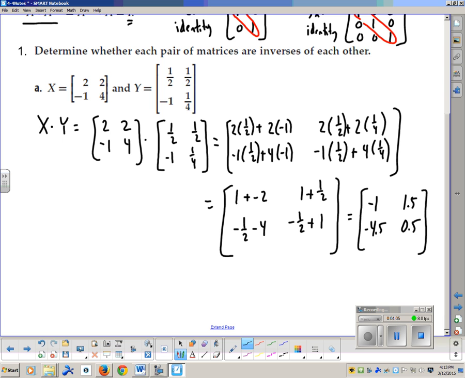So is that the identity matrix? Is that 1, 0, 0, 1? No. So what can we conclude? Therefore, x and y are not inverses, because when you multiply them together, if they were inverses, we should have gotten 1, 0, 0, 1, which is the identity.